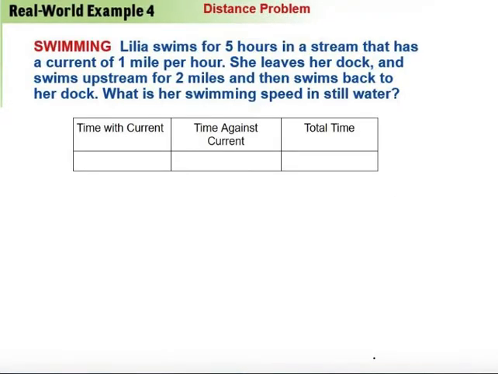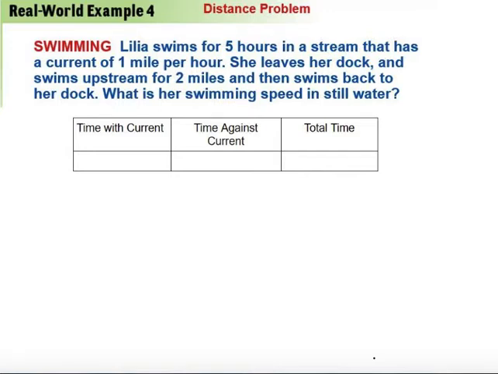All right, so let's look at the second example. The second example is about swimming. It says Lilia swims for 5 hours in a stream that has a current of 1 mile per hour. She leaves her dock and swims upstream for 2 miles and then swims back to her dock. So that means she's going to swim 2 miles back. What is her swimming speed in still water?